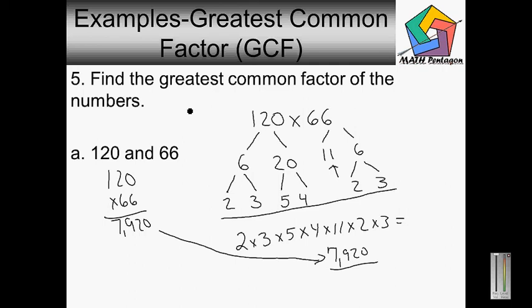But the question is asking us to find the greatest common factor of the numbers. So the greatest would be 6. So the GCF would be 6. So this is the final answer. Let's now move on to a few exercise problems so we understand the concept of what we are doing here.